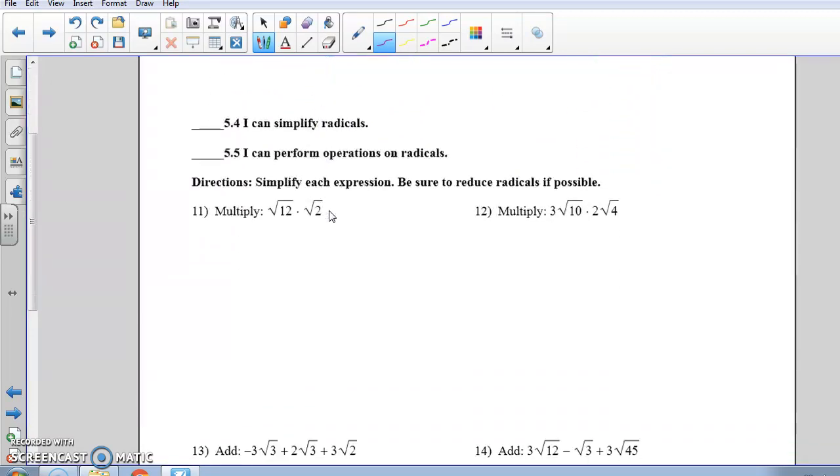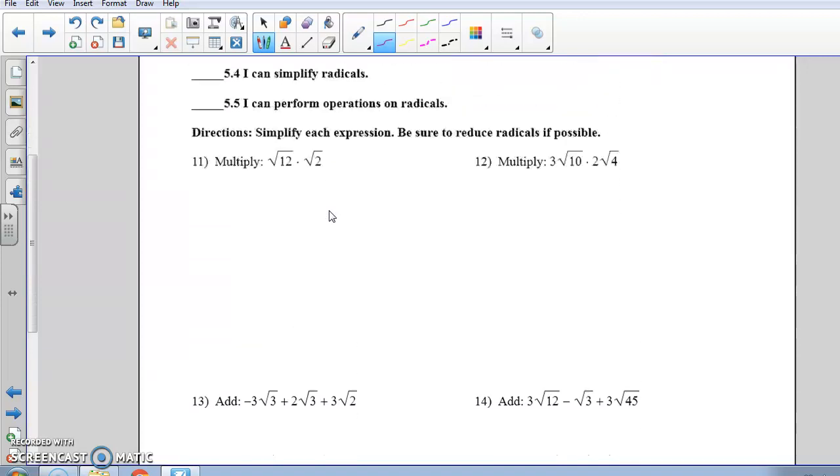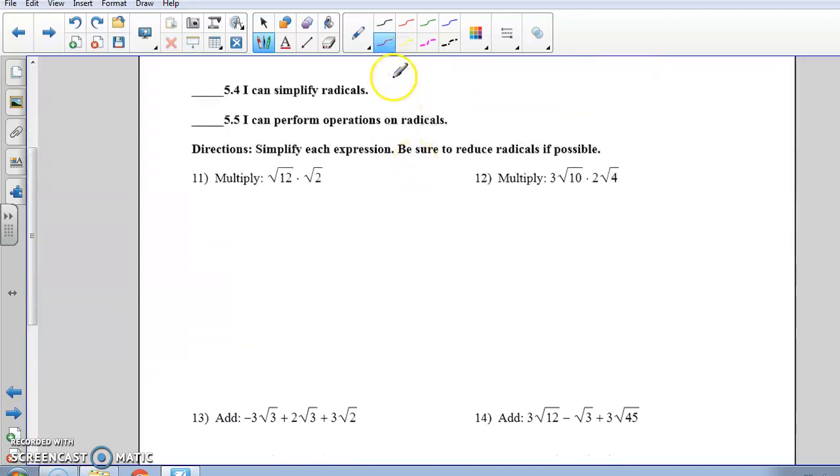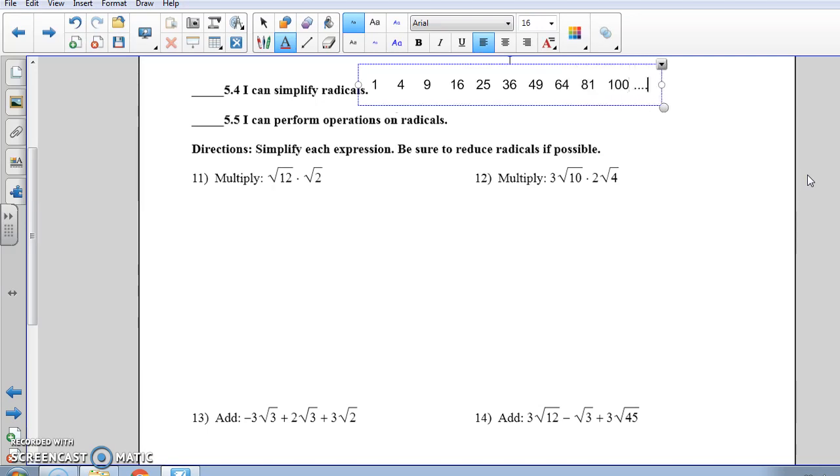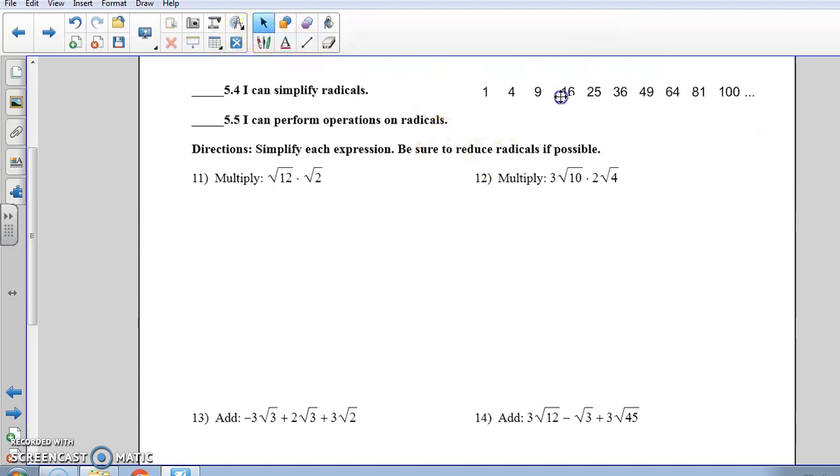If you want to simplify a radical, or even perform operations and then simplify, you have to know your perfect squares list. So we have 1, 4, 9, 16, 25. So that's 1 squared, 2 squared, 3 squared, 4 squared, 5 squared, 6 squared, 7 squared, 8 squared, 9 squared, 10 squared, and you could keep this list going. So I'm just going to hang these out to the side. We're going to need those when we want to break down a square root.